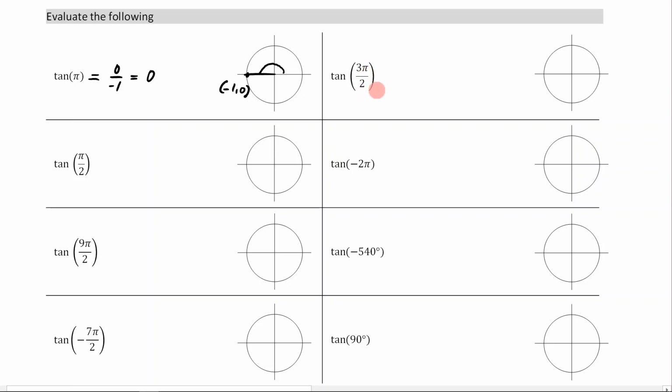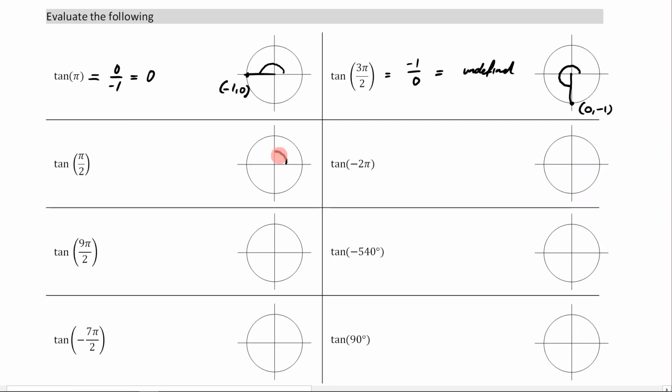Let's come over here now, 3 pi on 2. It's going to be here. So I'm going to think, well, what is the gradient of a vertical line? I immediately know that it's going to be undefined. But if you wanted to, you could also think about this in terms of sine over cos. You know that this point here is going to be 0, -1. So it's going to be -1 over 0. That's going to be undefined. As you can see, it's a bit quicker just to think about it in terms of gradient as opposed to dividing. But dividing is also extremely important that you know how to do it.